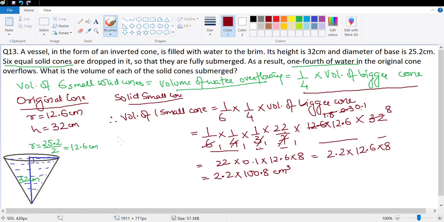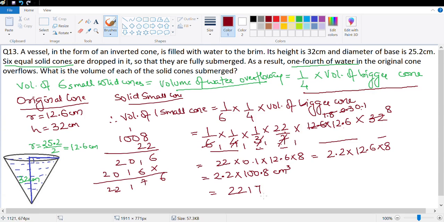So this is 1008 and 22. That's 2 into 8, 16, 102. This is 6102. That's 67122. So this is equal to 22176. How many decimals? 1 here, 1 here, which means 221.76 centimeter cube. So that's the volume of one small cone. That's the final answer, volume of one small cone.